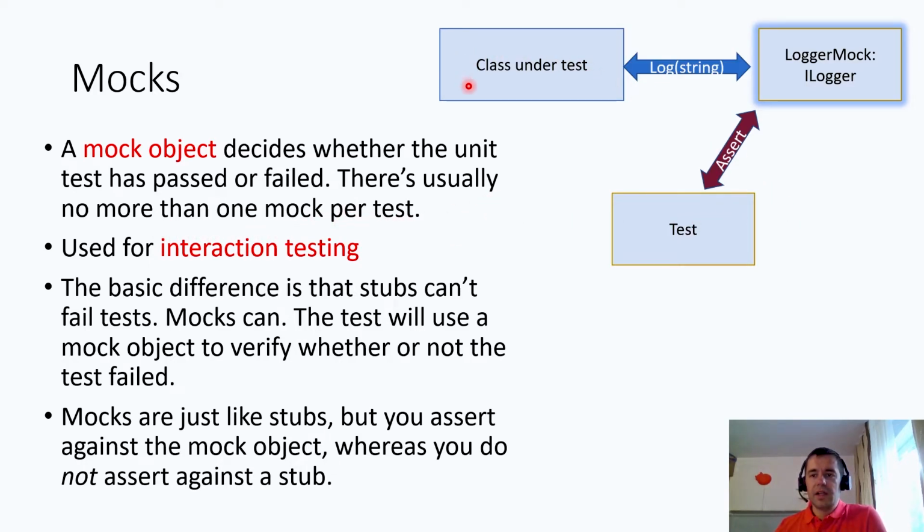You see, here we have the class under test, we have the abstract interface, the iLogger, and the test asserts not against the class under test, it asserts against the mock object. So this is used for interaction testing where we cannot check a value. So the basic difference between mocks and stubs is that stubs can't fail tests, mocks can fail. The test will use a mock object to verify whether or not the test has failed. Mocks are just like stubs, but you assert against the mock object, whereas you do not assert against a stub.